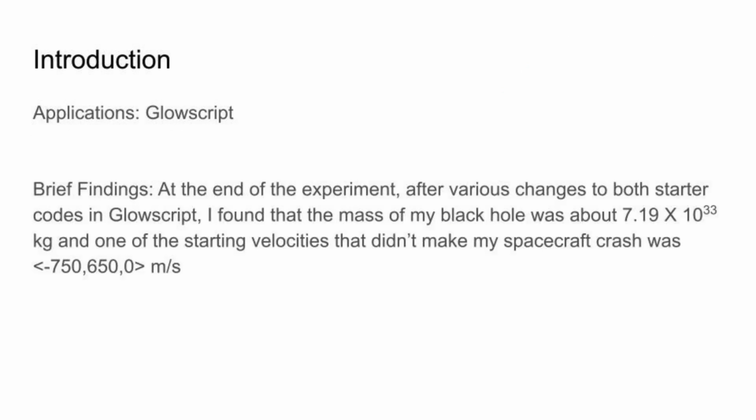In order to simulate the orbits in both parts of our experiment, we used GlowScript. No Tracker was used because, well, we are on Earth, and on Earth we can't really simulate an orbit. At the end of the experiment, after various changes to both starter codes in GlowScript, I found that the mass of my black hole was about 7.19 times 10 to the power 33 kilograms, and one of the starting velocities that didn't make my spacecraft crash was the vector <-750, 650, 0> meters per second.